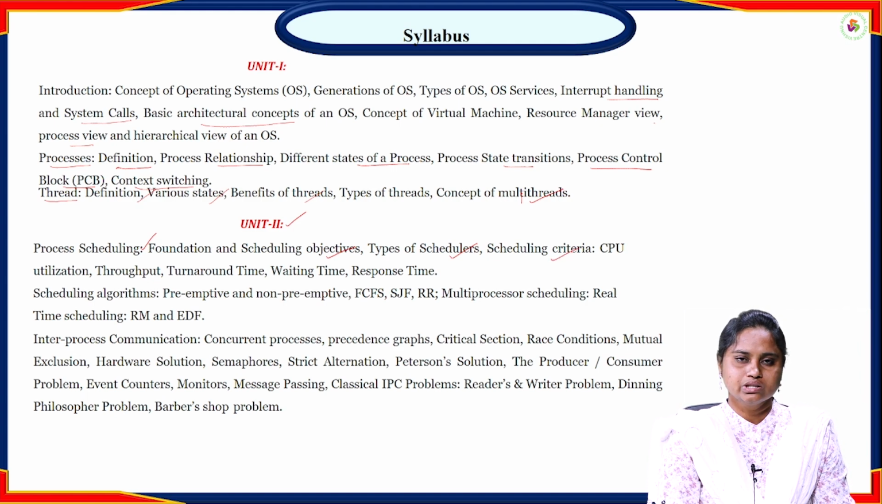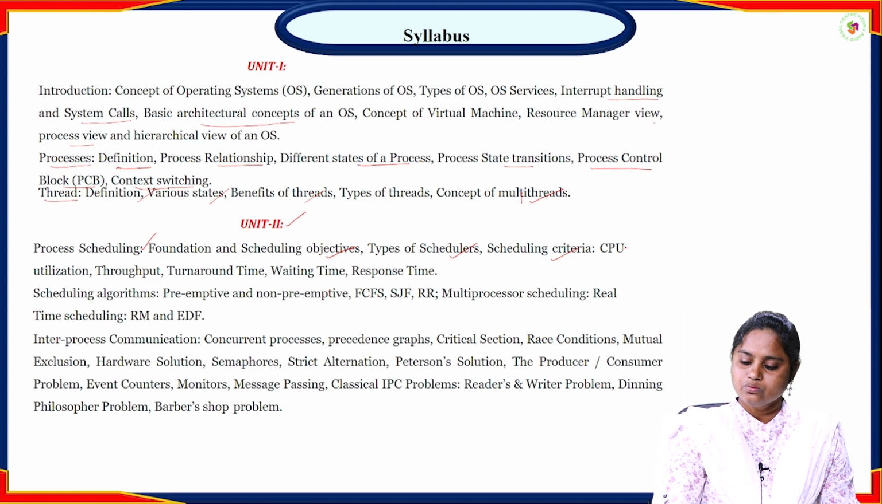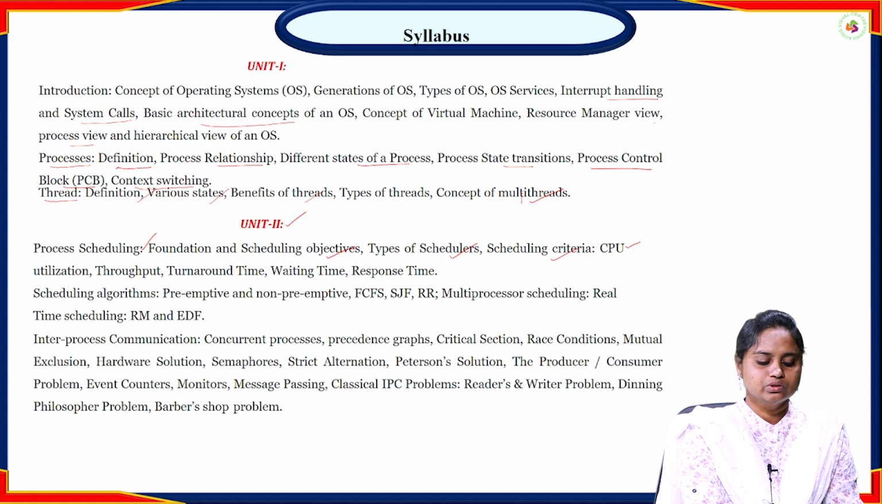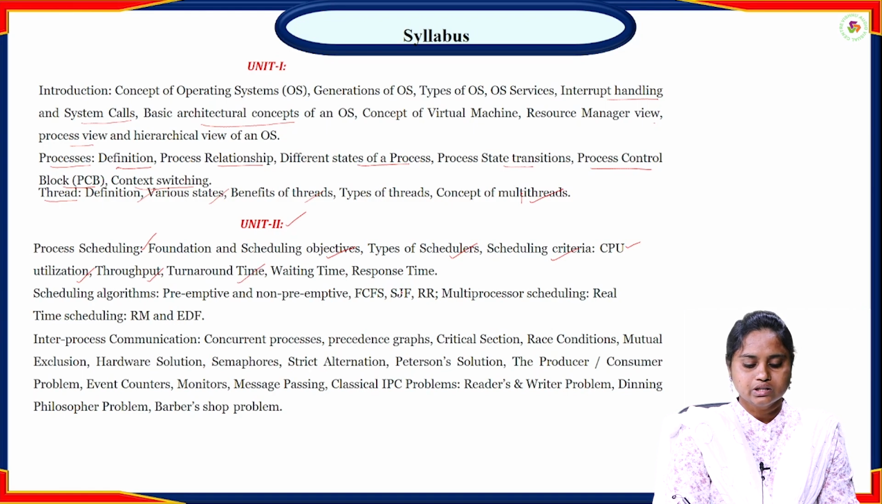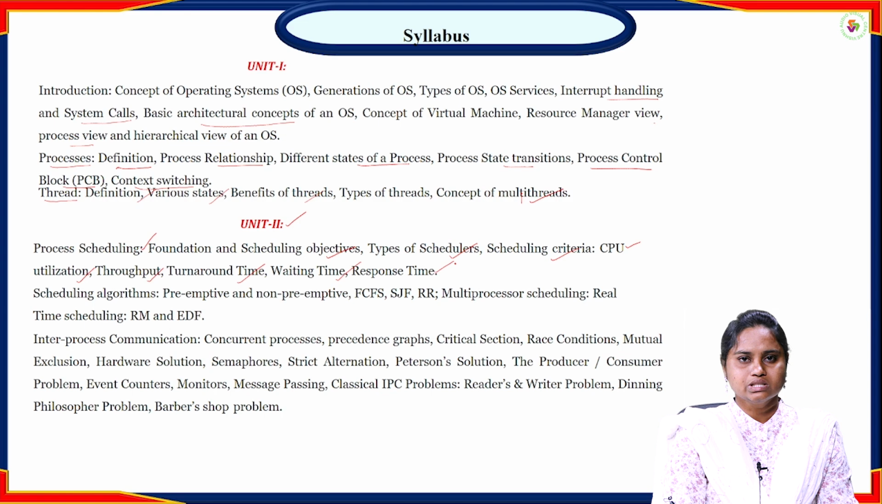Before scheduling, we need to implement criteria for the scheduling process, and how we are going to use the CPU with better utilization, what the concept of throughput is, what the definition of turnaround time is, and after that, what waiting time and response time are. So these are the main objectives of process scheduling. And before scheduling the process, we need to calculate each and every term of these scheduling criteria.